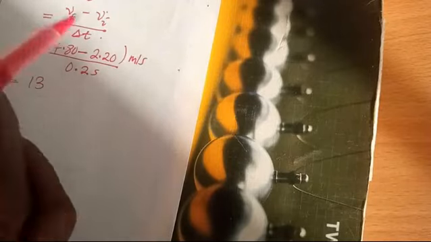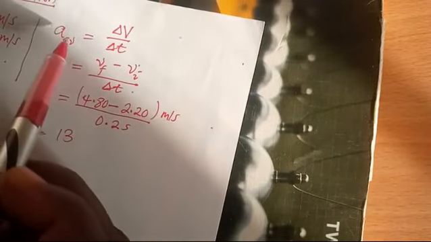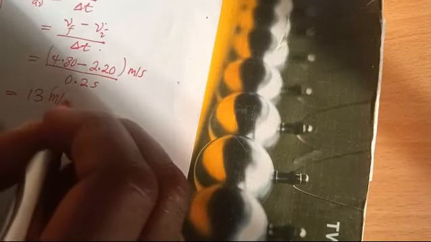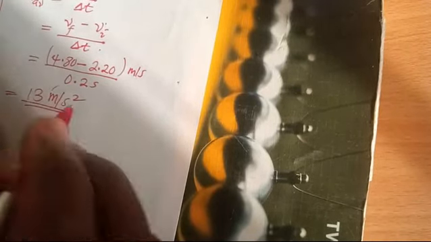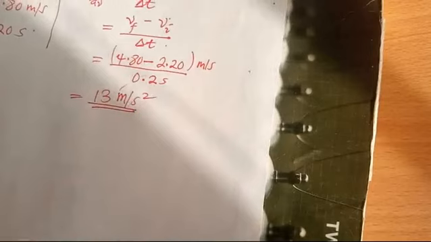It gives 13. As you can see, this is 13. So your answer is 13. Then remember, the quantity you are calculating is acceleration, and the unit of acceleration is meters per second squared. So the average acceleration is 13 meters per second squared.